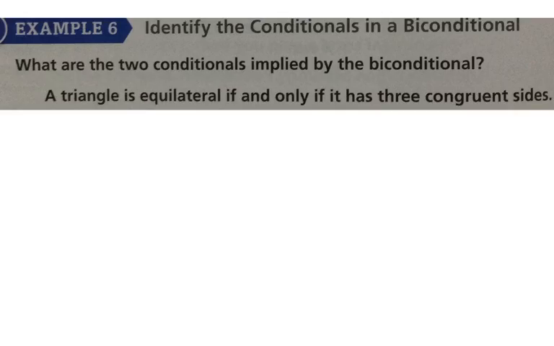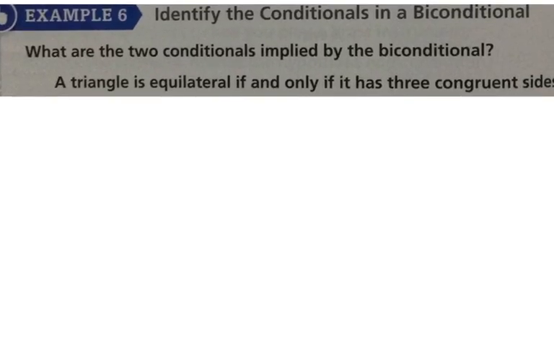What it wants us to do here is write both conditionals that are stated in this statement. It says a triangle is equilateral if and only if it has three congruent sides. So we're going to rewrite this into the two conditional statements that are true. We know it's biconditional because it has this statement. If and only if means that the conditional statement can go in either direction.